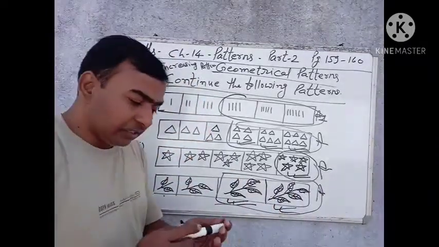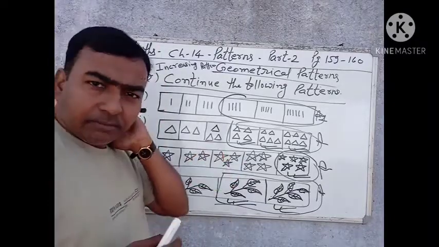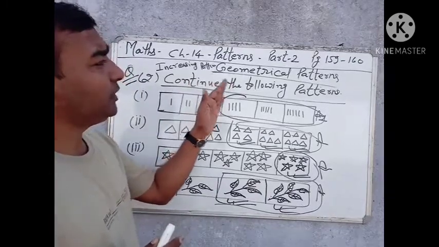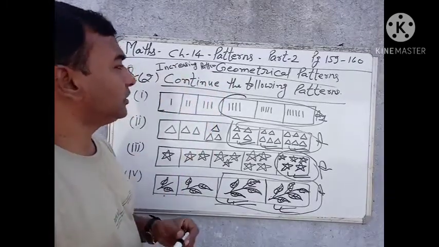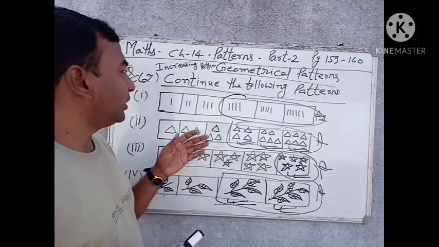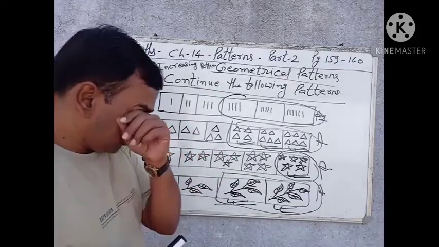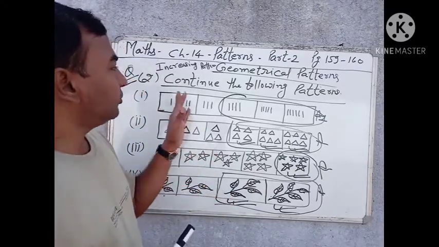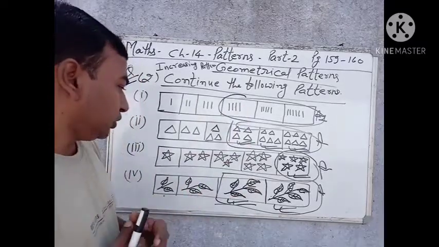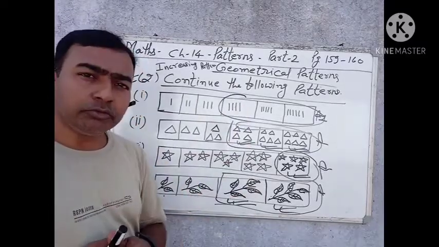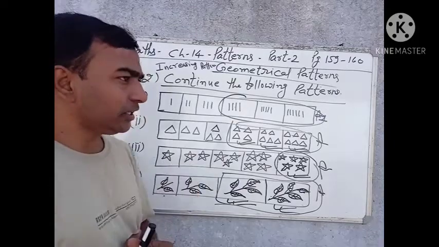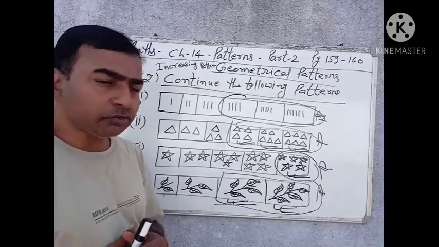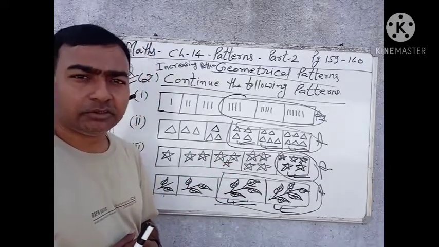So students, in this video we have studied geometrical patterns of chapter number 14, Patterns. We have learnt about completing the missing shapes, or continuing the following patterns. I hope all of you have understood very well. All of you should also practice this type of questions. If you have any problem while solving this type of questions, you can ask me.